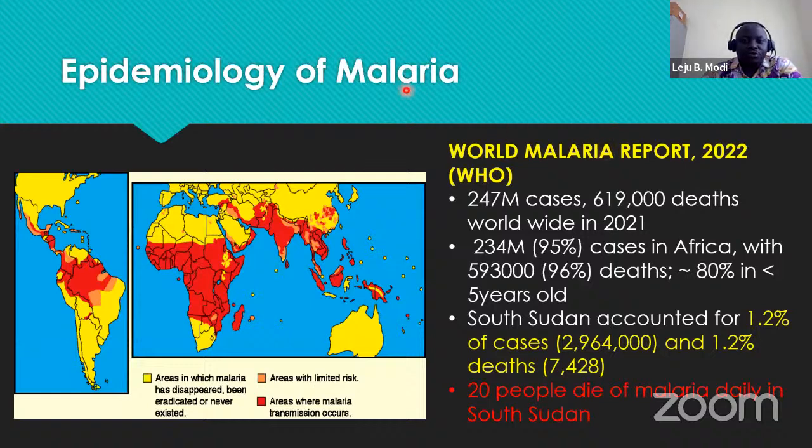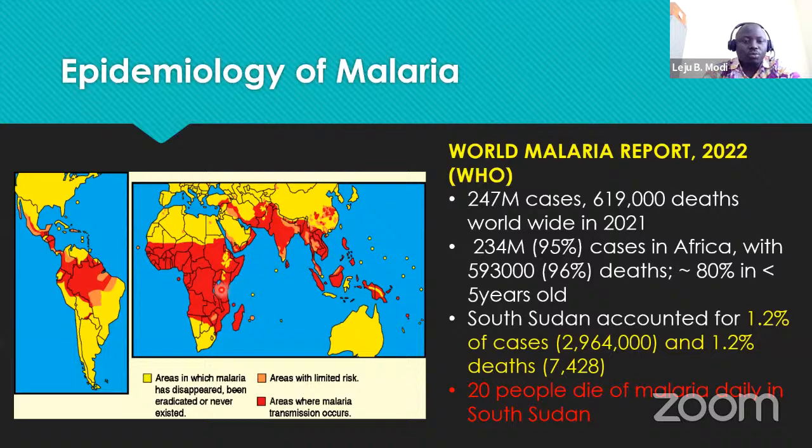Now, to understand the burden of malaria, you see this world map here, and you see a lot of red, especially where we are. All these regions marked red, as you see in the key, are areas where malaria transmission often occurs, and it occurs a lot. You will see that these are the tropics, around the tropical areas of the world.